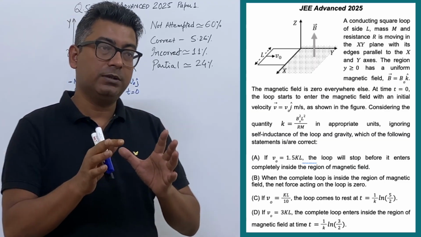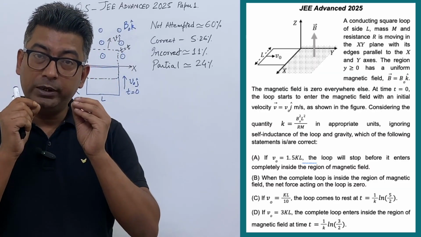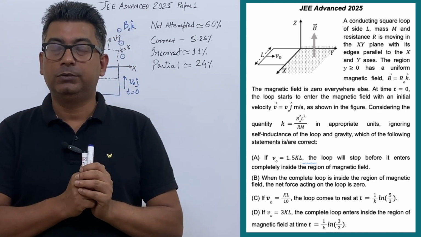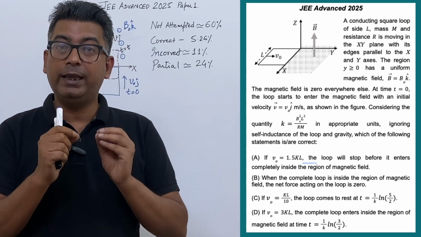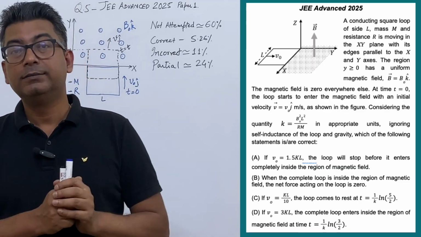That means not all the options that were required to be checked were checked. Only around 5.26% of the students got it absolutely right. So around 1.8 lakh students, and only 5% got it right.